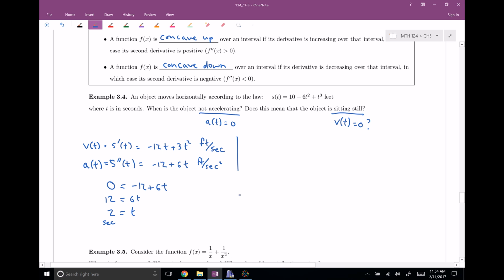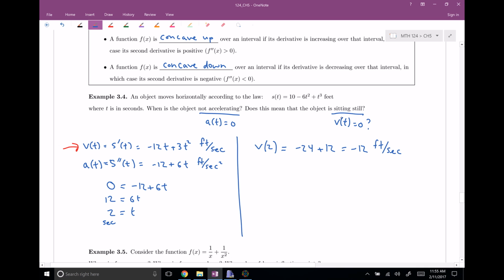So the question is, how does this influence velocity? Can you have something with positive or negative velocity that's not accelerating? So let's go ahead and take a look here. At t equals 2, I'm going to figure out the velocity at the special time, 2, when it's not accelerating. So I'm going to plug it back in. Here's our velocity equation right here. If I plug it in, negative 12 times 2 is negative 24, and then 2 squared is 4 times 3, that's going to be 12. So that's going to be negative 12, and our units are feet per second.